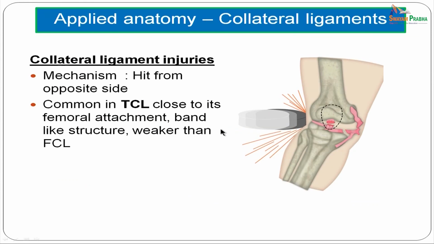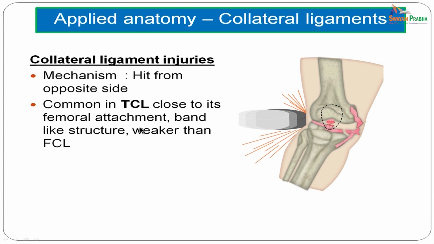The collateral ligaments are also injured in severe and violent sports injuries, and the mechanism is usually a hit from the opposite side. If you see, there is a hit on an extended knee on the opposite side, which results in a tear of the ligament on this particular aspect, commonly the tibial collateral ligament close to its femoral attachment.